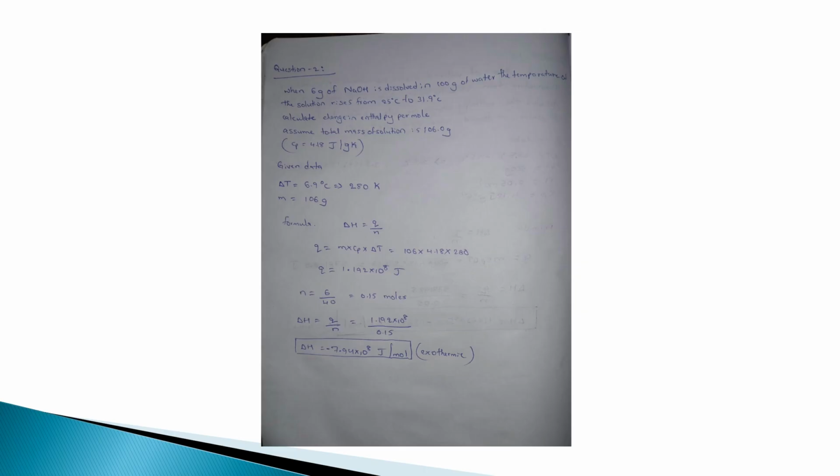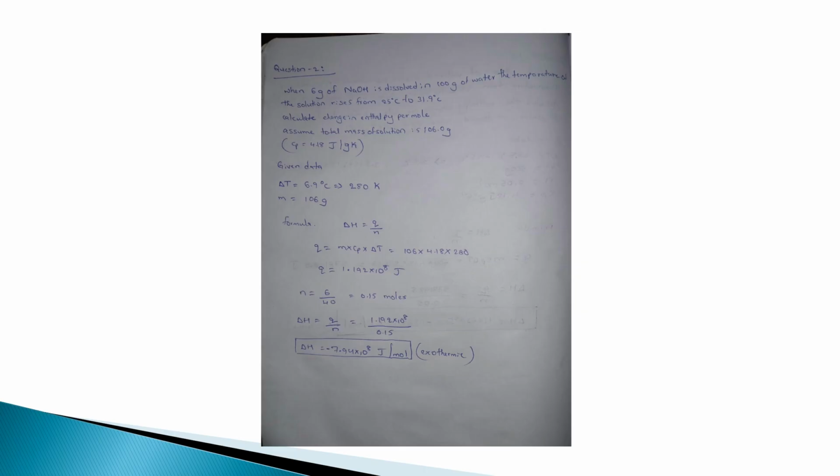Problem 2 is stated as: when 6 grams of NaOH is dissolved in 100 grams of water, the temperature of the solution rises from 25 degrees to 31.9 degrees Celsius. We have to calculate the change in enthalpy. The mass of the solution is 106 grams. In the problem, the change in temperature is 6.9 degrees Celsius; in Kelvin, it is 280 Kelvin. The mass of the substance used during the reaction is 106 grams.